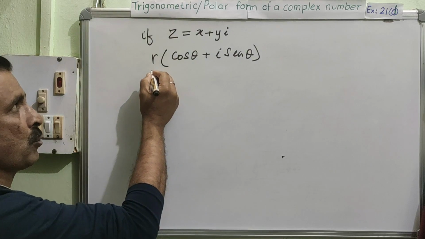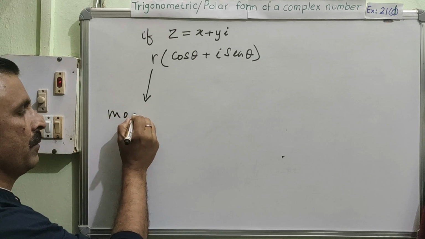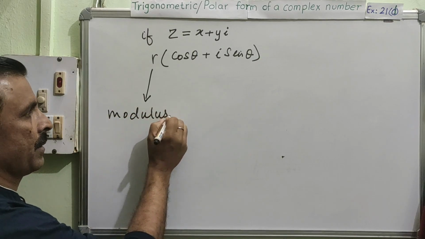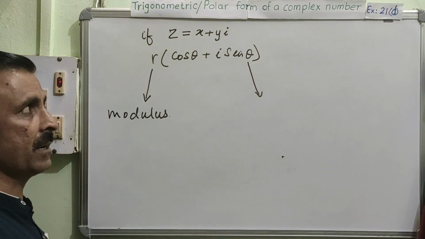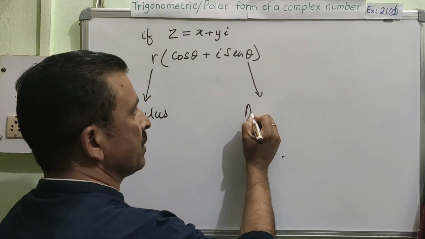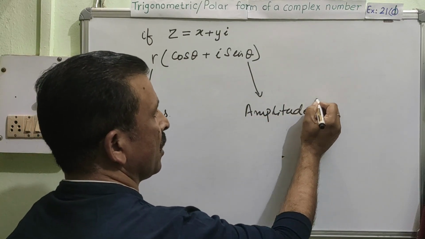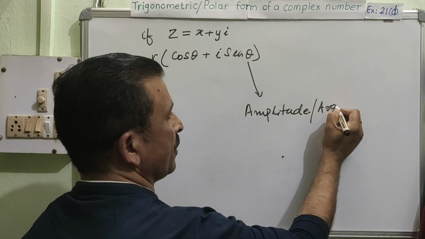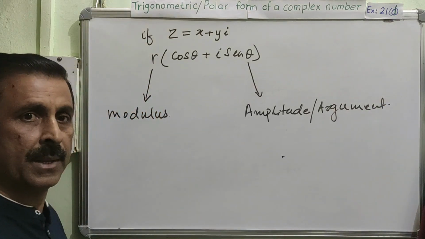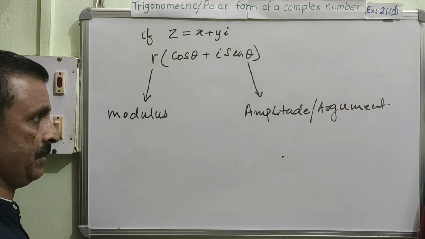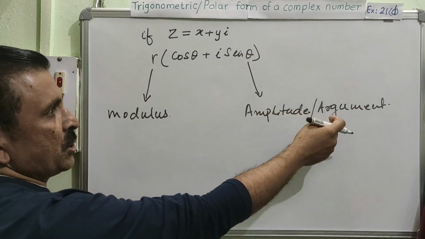In this polar form we have two components. This r is one of the components, which we call the modulus. And this theta is called the amplitude, or we also call this the argument. Am I very clear? Now, r is the modulus and theta is the amplitude or the argument.